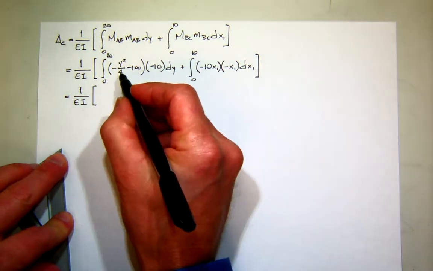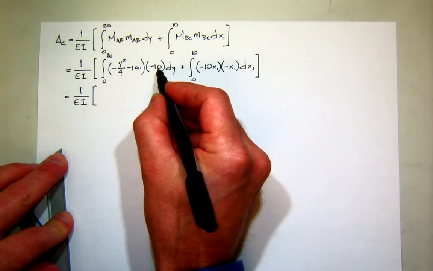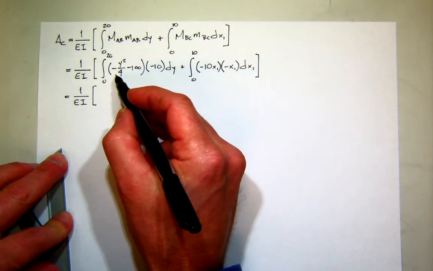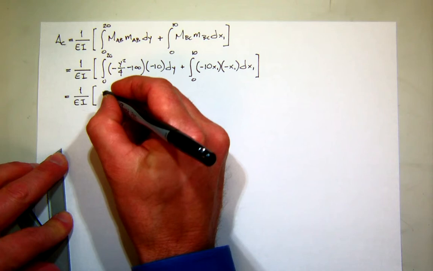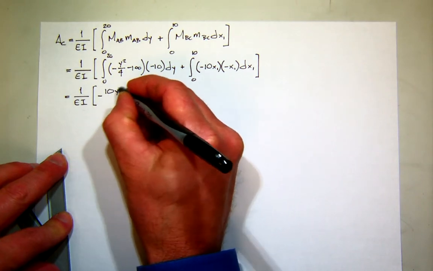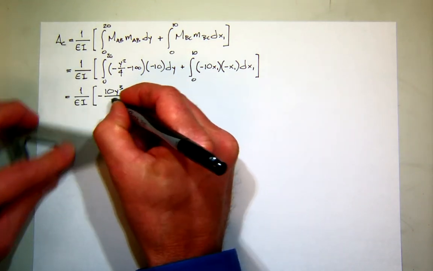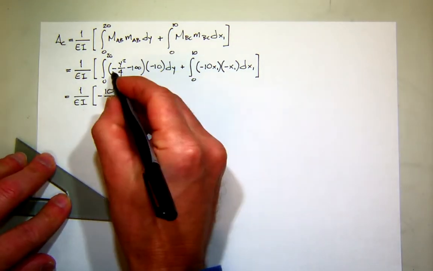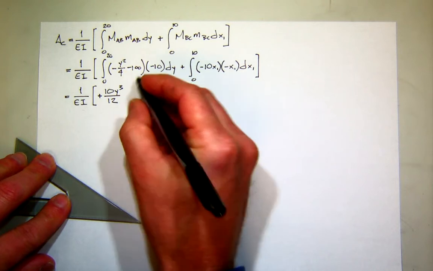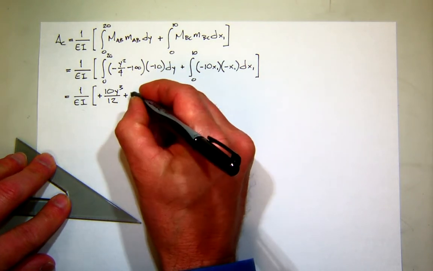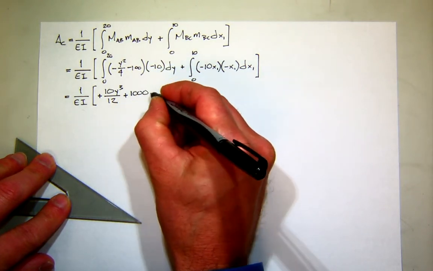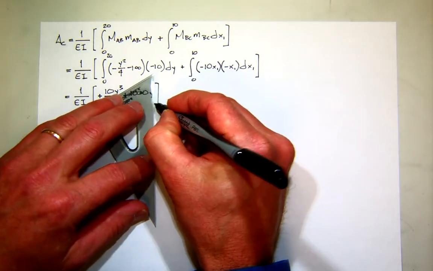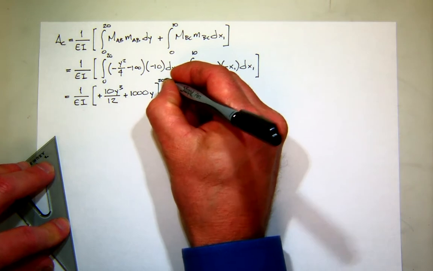So let's do this integral first. I have minus y squared over 4 times 10. When I integrate that, I'll get y cubed over 12 times 10. I'll just write it out, so I'll have 10 y cubed over 12. Minus minus makes that positive, and then this also becomes positive. That's just 1,000, and when I integrate 1,000, I get y. So that little chunk needs to be evaluated from 0 to 20.